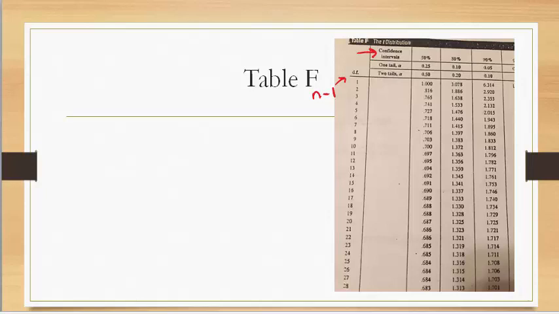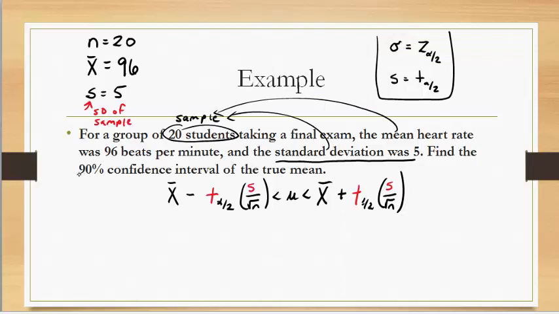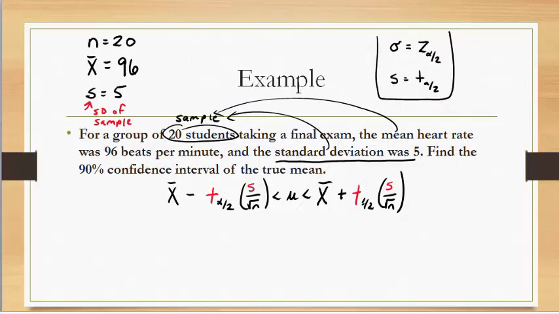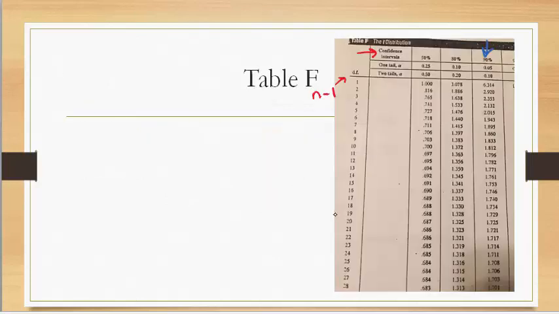So let me go back to my problem just for a second. All right, so we have the 90% confidence interval. So that's going to tell me that I am using this column, because that is the column for 90% on the confidence interval row. And then I know that my sample size is 20. So when I go back to my table, I'm going to use the row that has 19 in it. Remember, sample size minus 1.